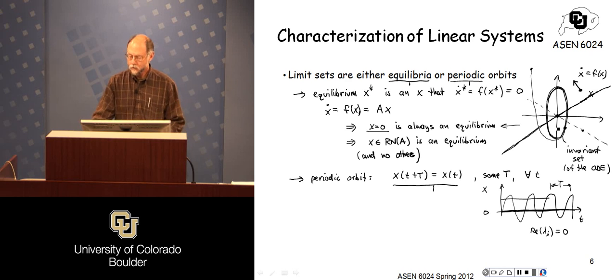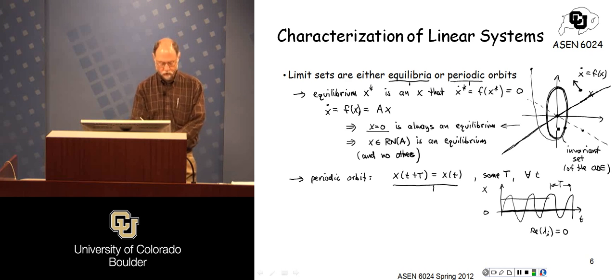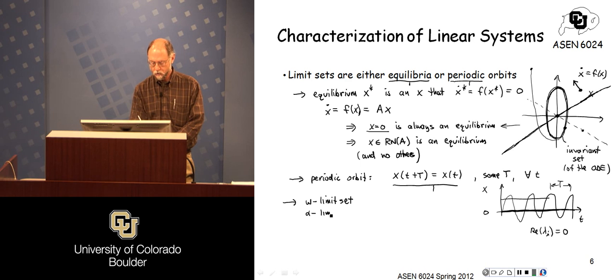Okay. So one of the ways to describe these places you end up are what are called limit sets. So there are two kinds. An omega limit set and an alpha limit set.